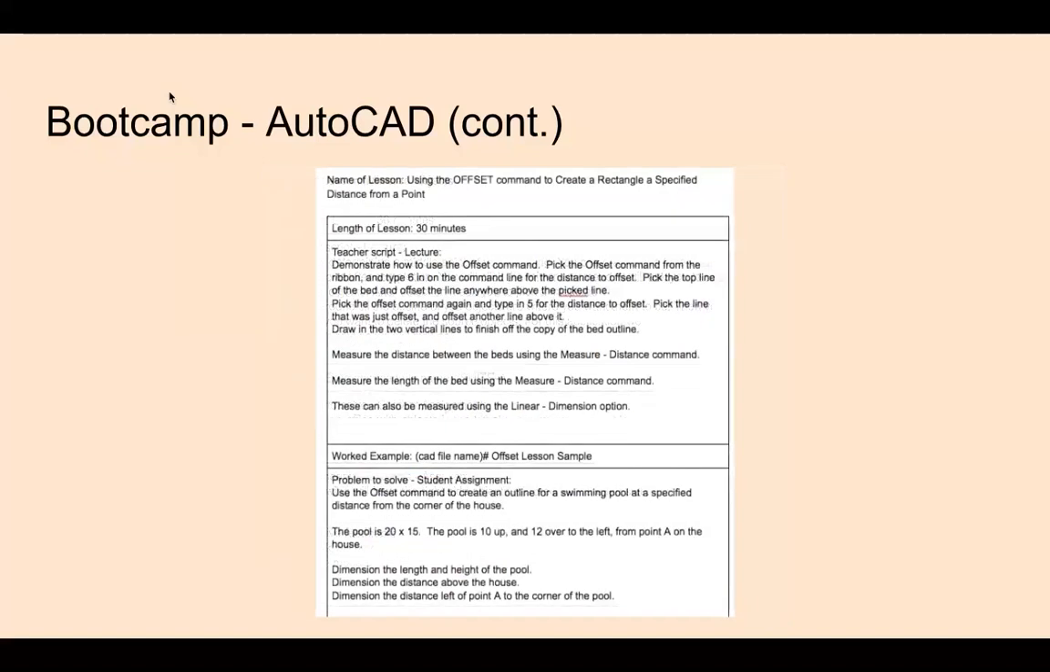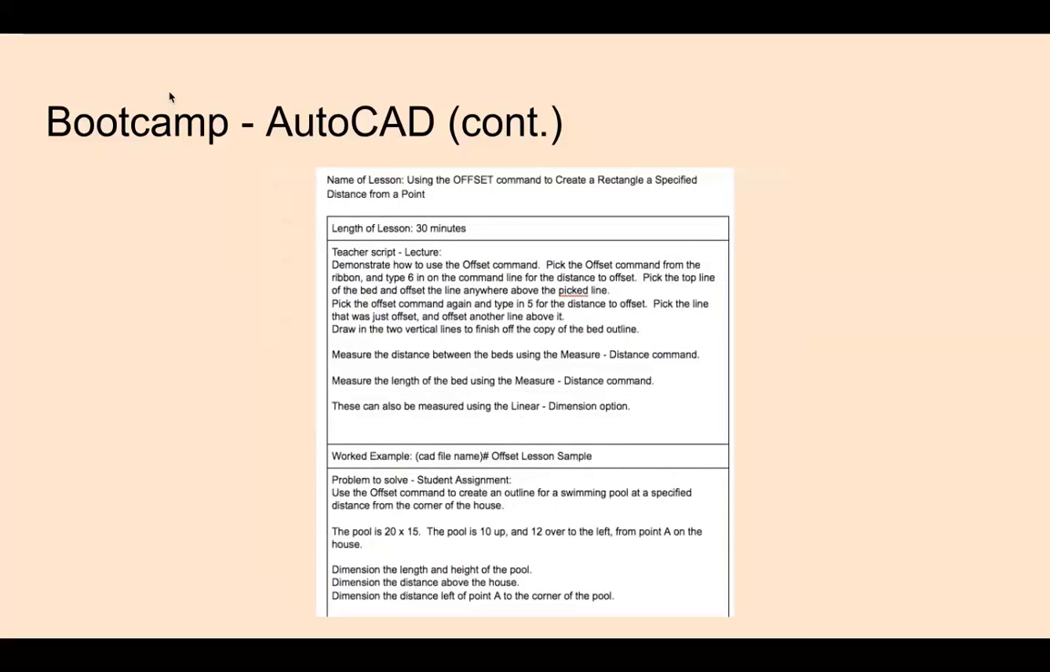So, use the offset command to create a rectangle at a specified distance from a point. The problem to solve is to use the offset command to create an outline for a swimming pool at a specified distance from the corner of a house. Students will open up a drawing file. You have a house drawn and marked, point A is here, point B is here. So let's draw a swimming pool 10 units up. We know that would be 10 units at 90 degrees. And if we want to move to the left, 10 units at 180 degrees, that's your first point.